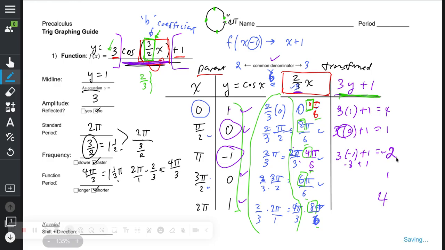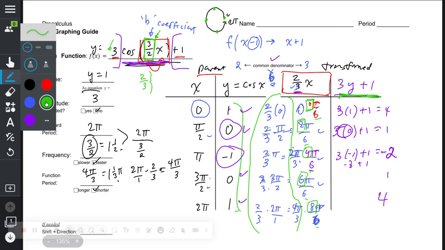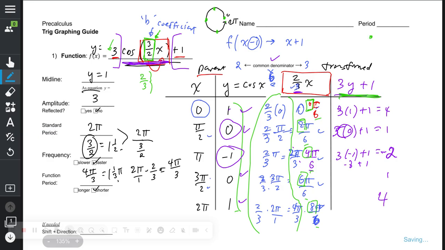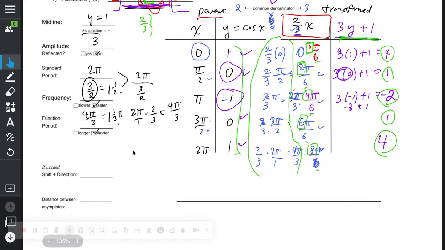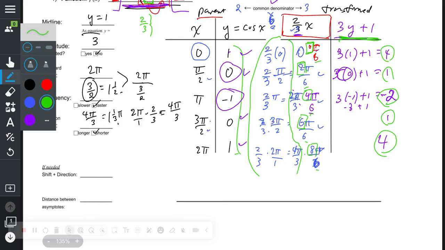Okay, this should also have a pattern that you can recognize. With cosine, it starts high, crosses the midline, hits the low, crosses the midline again, and then hits the high. High, mid, low, mid, high. Okay, so we have our 5 x values, and now the easiest part is to plot it once you have your transform table.